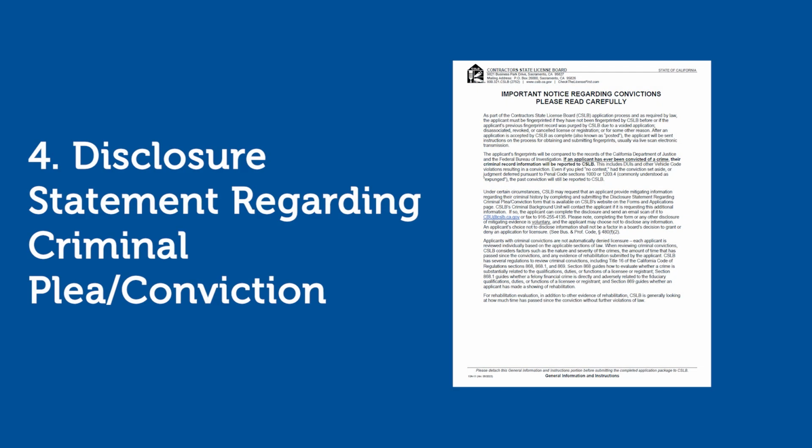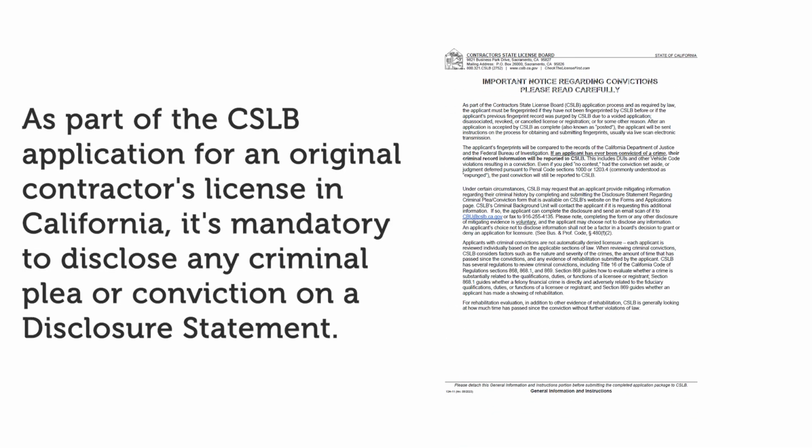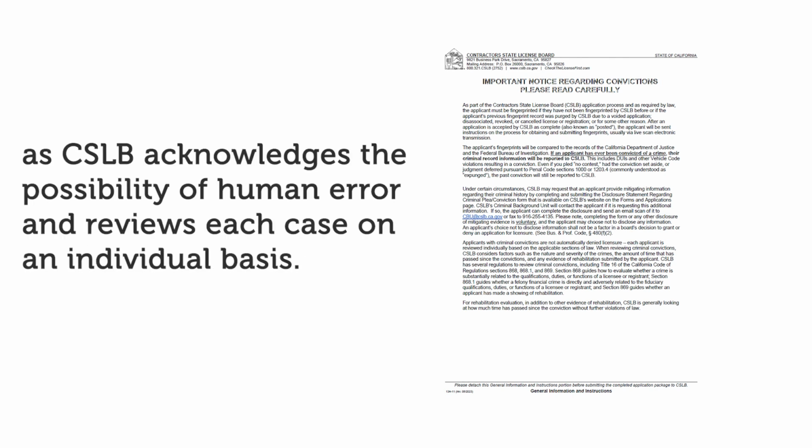Disclosure statement regarding criminal plea or conviction. As part of the CSLB application for an original contractor's license in California, it's mandatory to disclose any criminal plea or conviction on a disclosure statement. Under certain circumstances, CSLB may request that an applicant provide mitigating information regarding their criminal history. Honesty and accuracy are paramount during the application process, as CSLB acknowledges the possibility of human error and reviews each case on an individual basis.